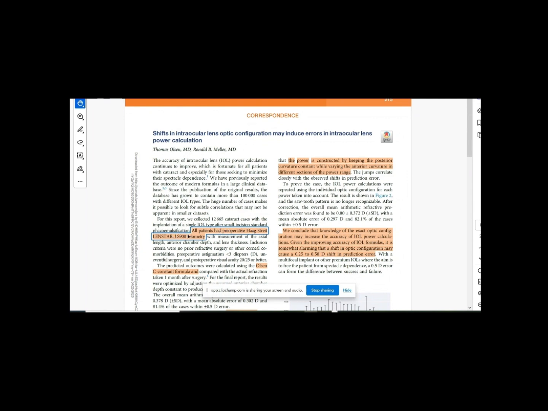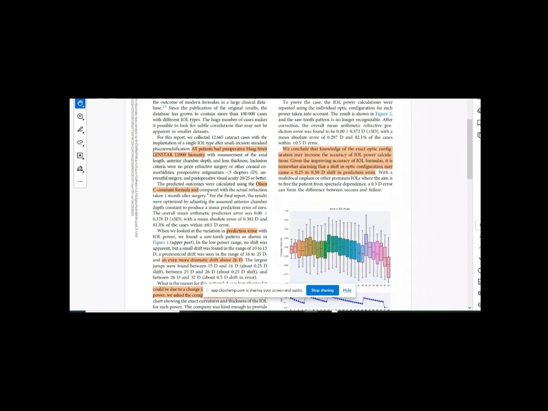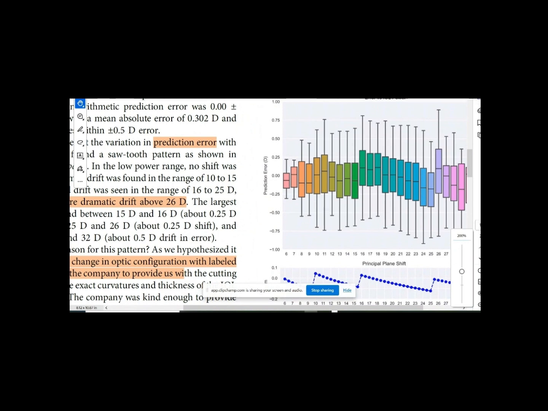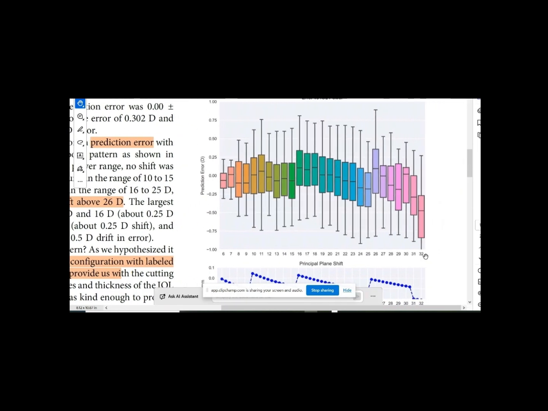In these cataract cases, all patients had undergone biometry with the Haag-Streit, and the IOL power calculation was done with the Olsen C constant formula. What they find is that there has been a difference in prediction error across IOL powers, from 6 diopter IOL power to 32 diopter IOL power. They find that the prediction error has followed a sawtooth pattern.